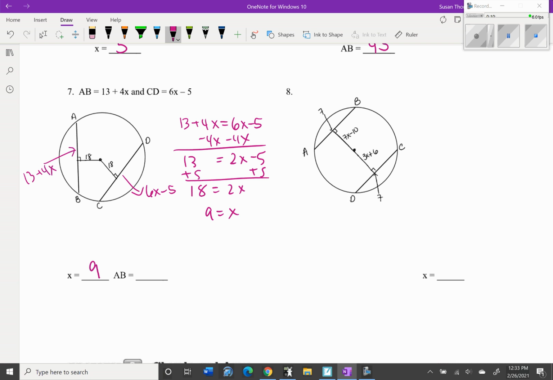Now I want to go ahead and solve for AB. So that means that AB would be equal to 13 plus 4 times 9, which gives us 49.